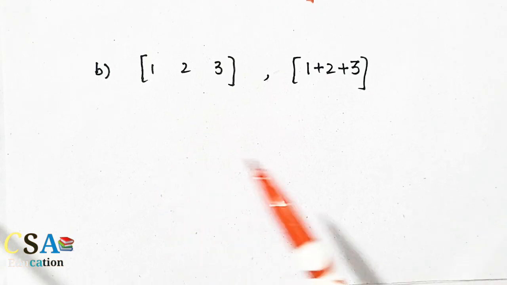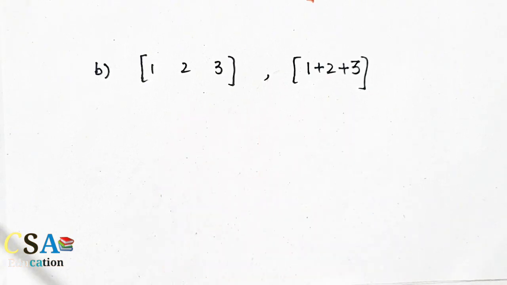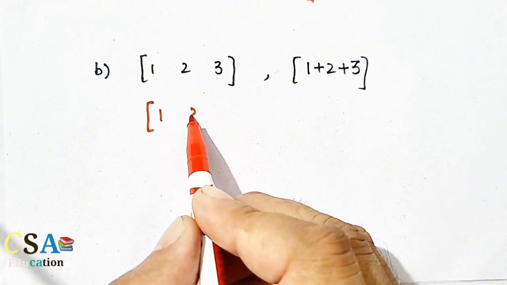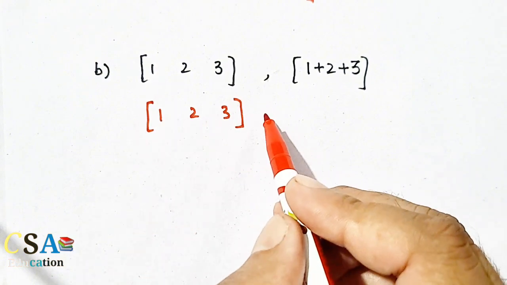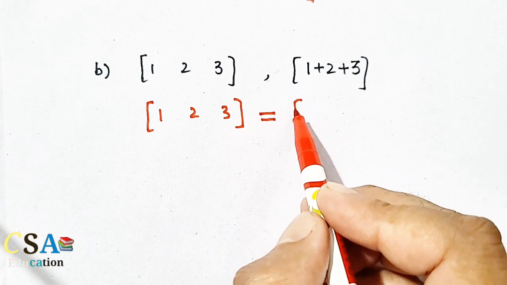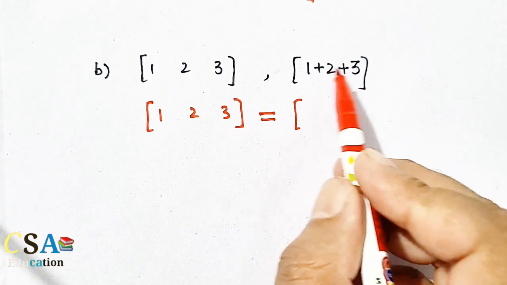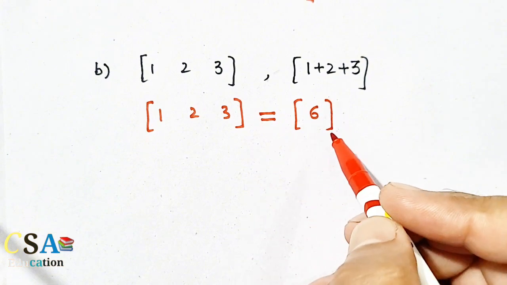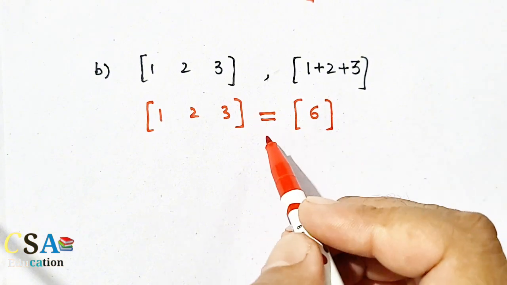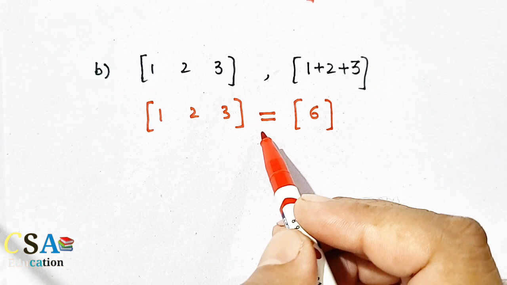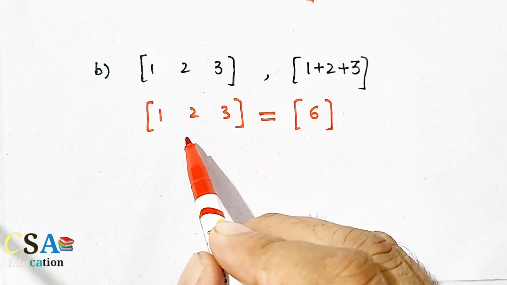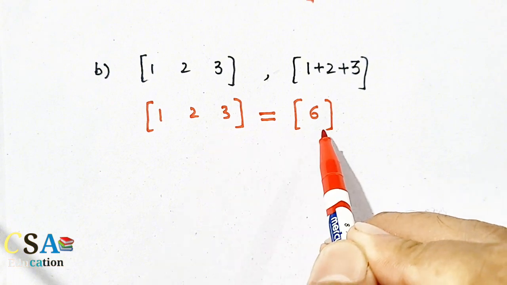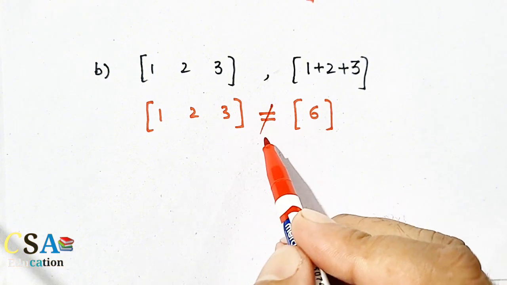Now move to second part. We have to show whether these two matrices are equal or not. So this matrix is 1 2 3, and we put equal sign and add these because it is a single number. 3 plus 2 plus 1, it will be 6. So you have noted that these two matrices are of different order, so these are not equal.